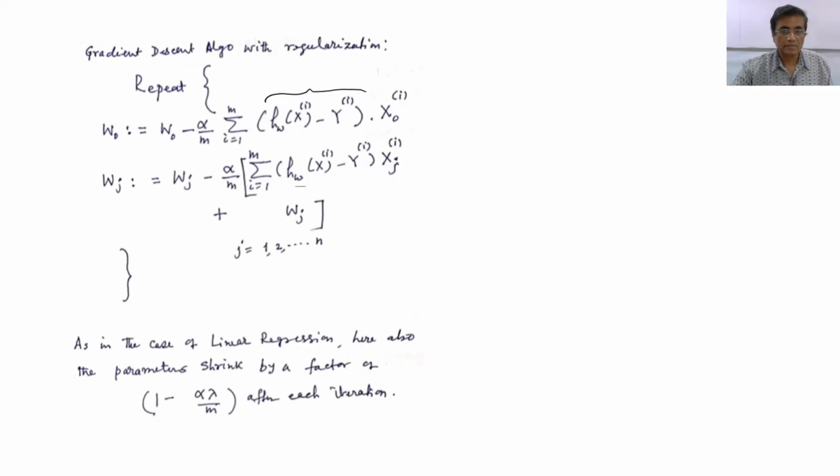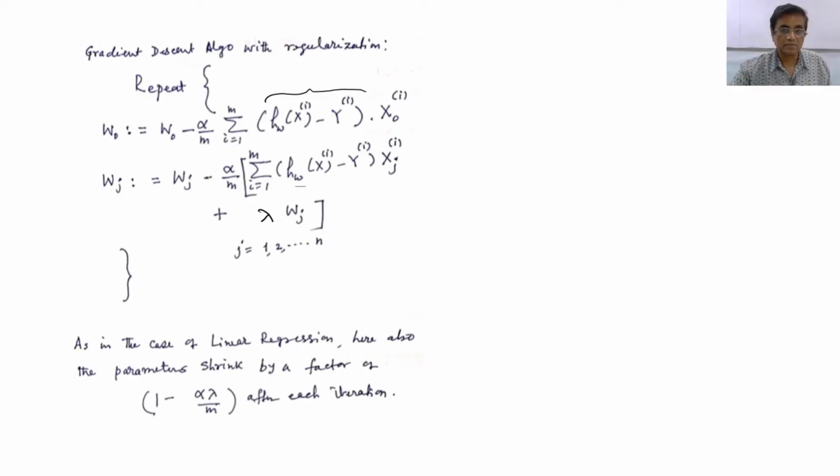plus lambda times wj. Normally lambda is a constant, we keep lambda constant, so it will be the same for all the features. Lambda is the regularizing parameter, and j equals 1, 2, 3, 4 up to n, where n is the number of features.